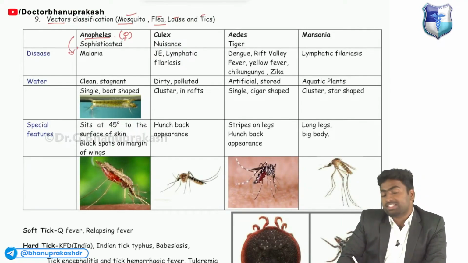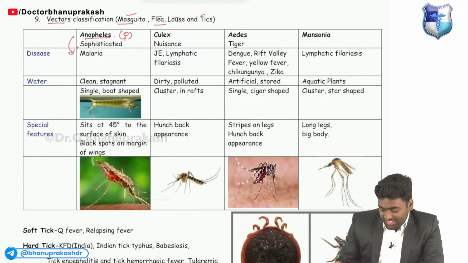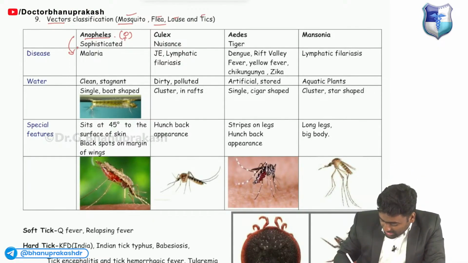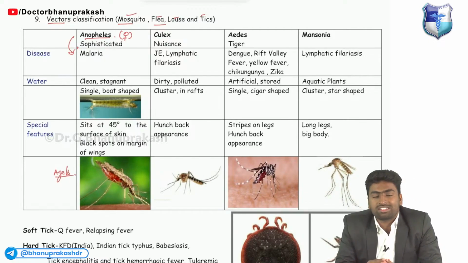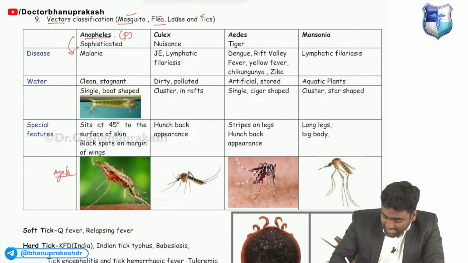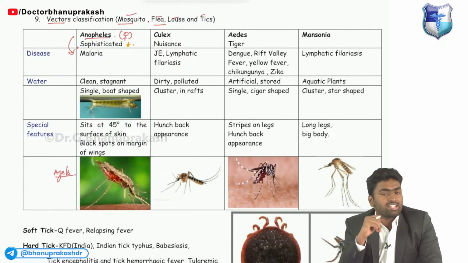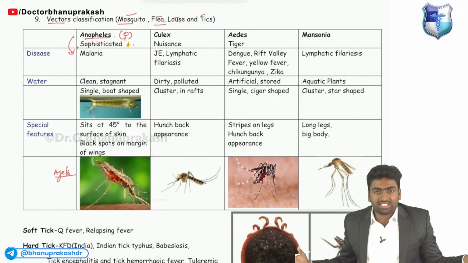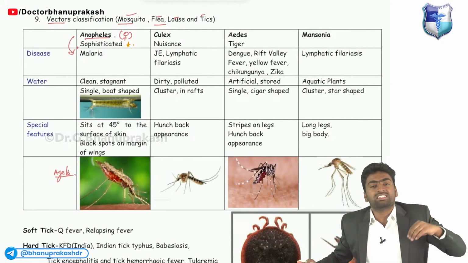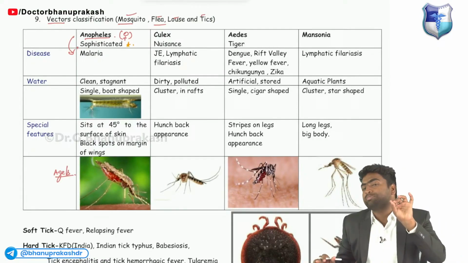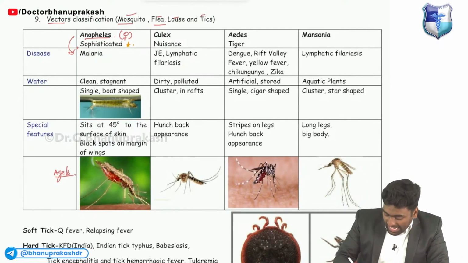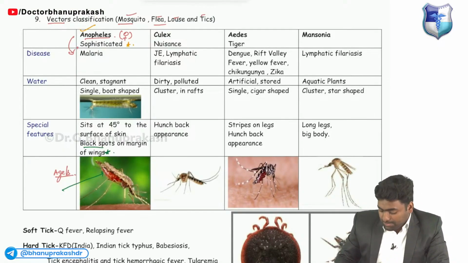And we know females, they are angels. And these are not small and simple angels; they are sophisticated angels. Since they are sophisticated angels, they will have wings, and these sophisticated angels will have special dots on their wings. That's why the Anopheles mosquito has wings with black spots on them.